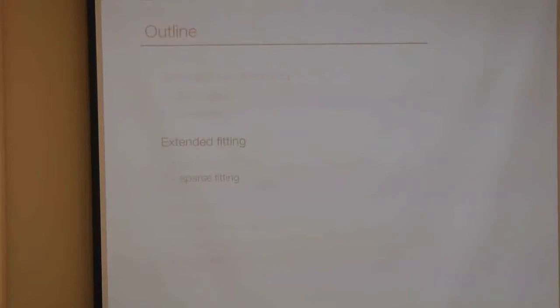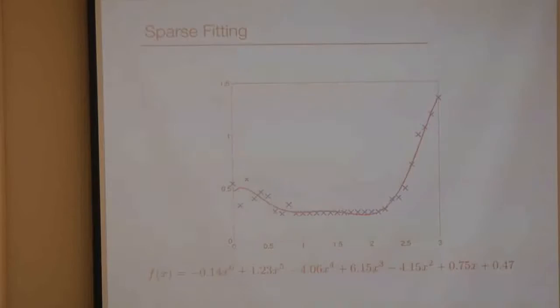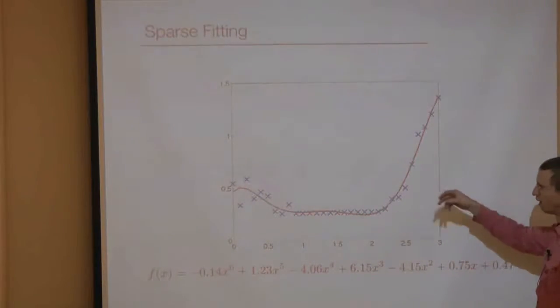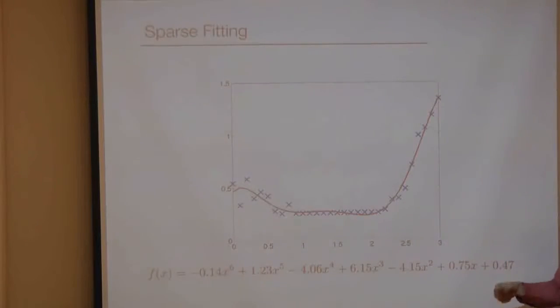And let us actually conclude today's marathon by something which is called sparse fitting. So let me again give you an example. Let us consider the fitting problem of this data, and as we can see, we can obtain quite a good fit if we consider a polynomial of degree 6. However, this polynomial is rather complex. I mean, it has 7 terms.